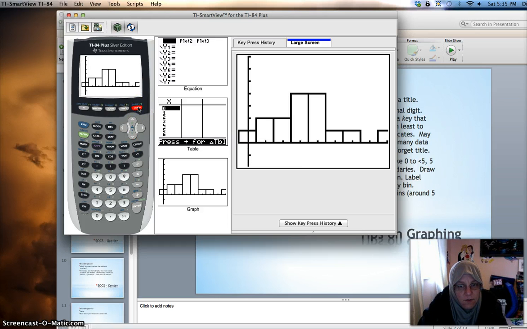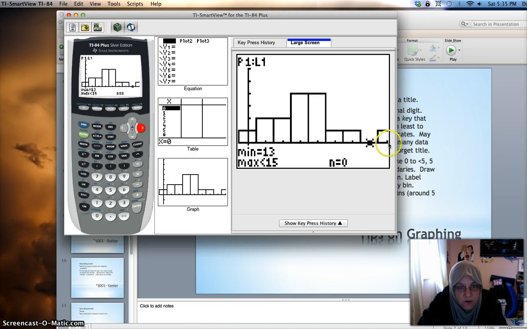And I'm going to hit graph instead of zoom 9. And so now I can see what my histogram looks like with bin widths that make a little more sense to me. And so we could do SOCKS for this display. We could say the shape is roughly unimodal, symmetric.